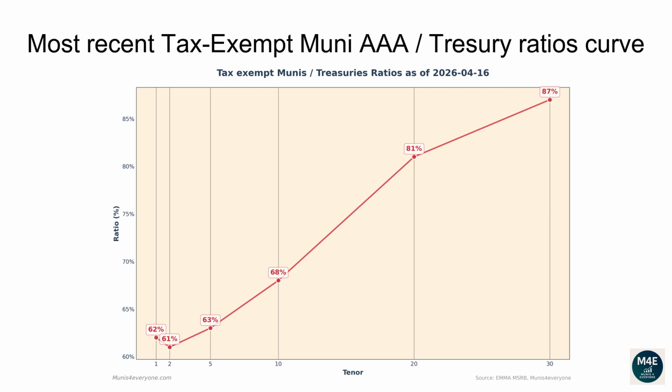The current one-year ratio is 62%. The 2 years ratio is 61%. The 5 years ratio is 63%. The 10 years ratio is 68%. The 20 years ratio is 81%. The 30 years ratio is 87%.